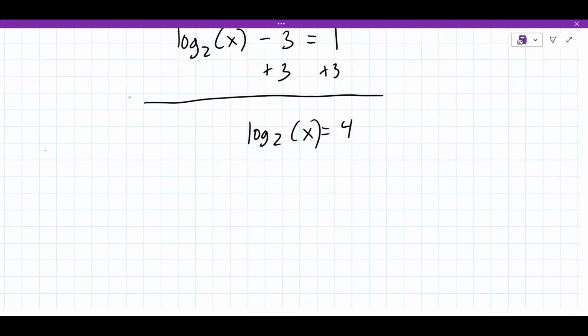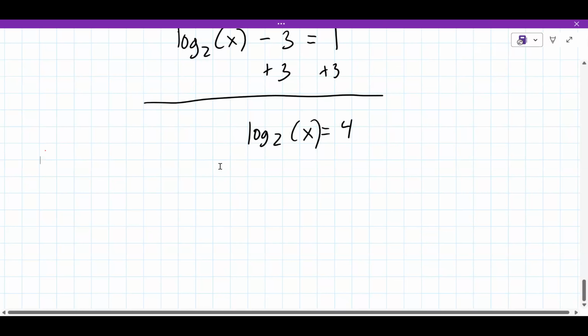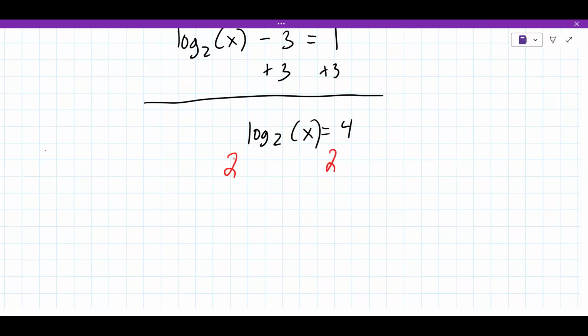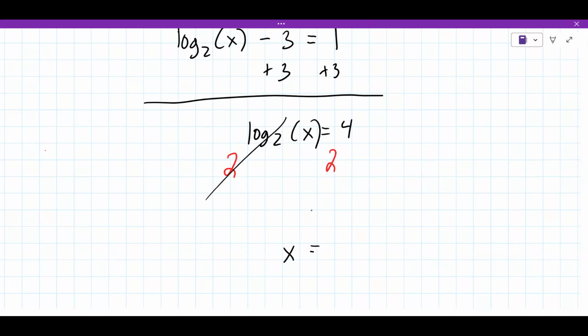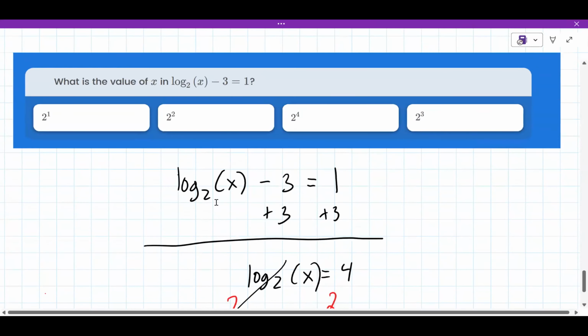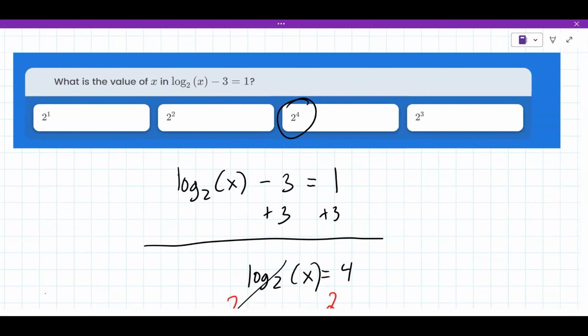Yeah, a little bit, I think. Okay, so now I'm going to ask you what we should do to undo log base 2. Do you remember what number we apply here out in front? Don't we apply the 2? Exactly. Yeah, 2 there and 2 there. So on the left, it completely undoes that. It's just x equals 2 to the 4th. Now, if you look at the answers, is that there? It's right there. There's 2 to the 4th. There it is. You got it.